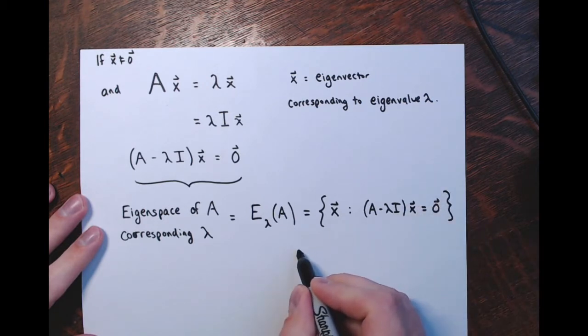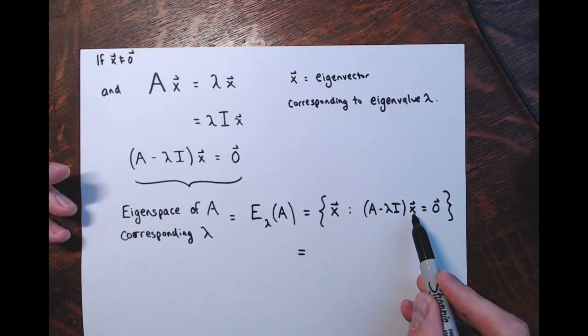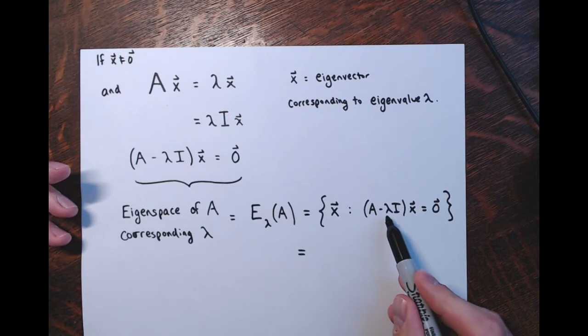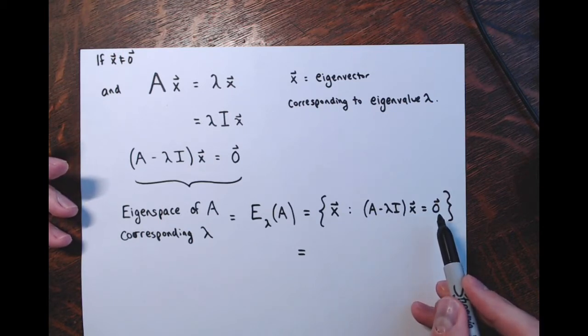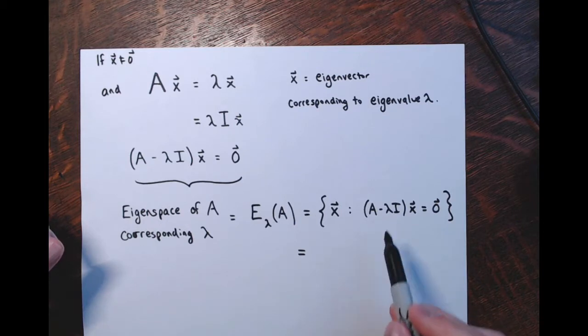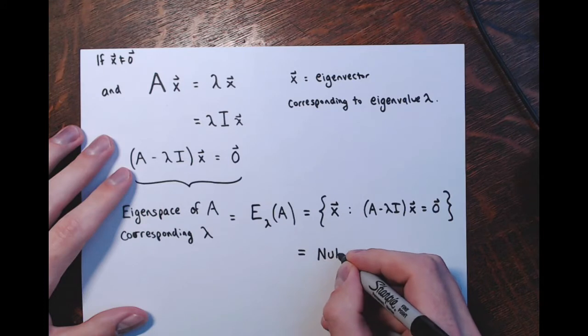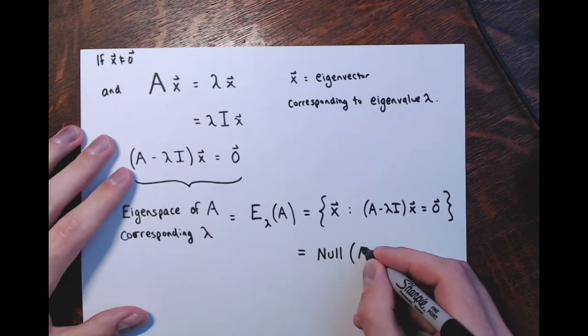And this may look familiar, right? When you're talking about what vectors do I multiply a matrix by to get the 0 vector, remember this was also defined as the null space of that matrix. So yes, that first statement in the activity is a true statement.